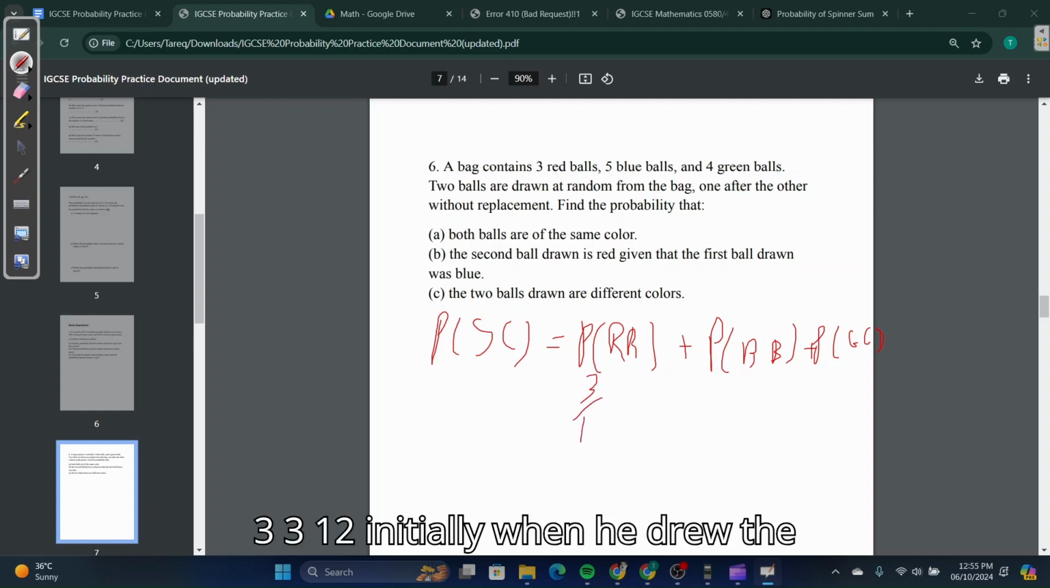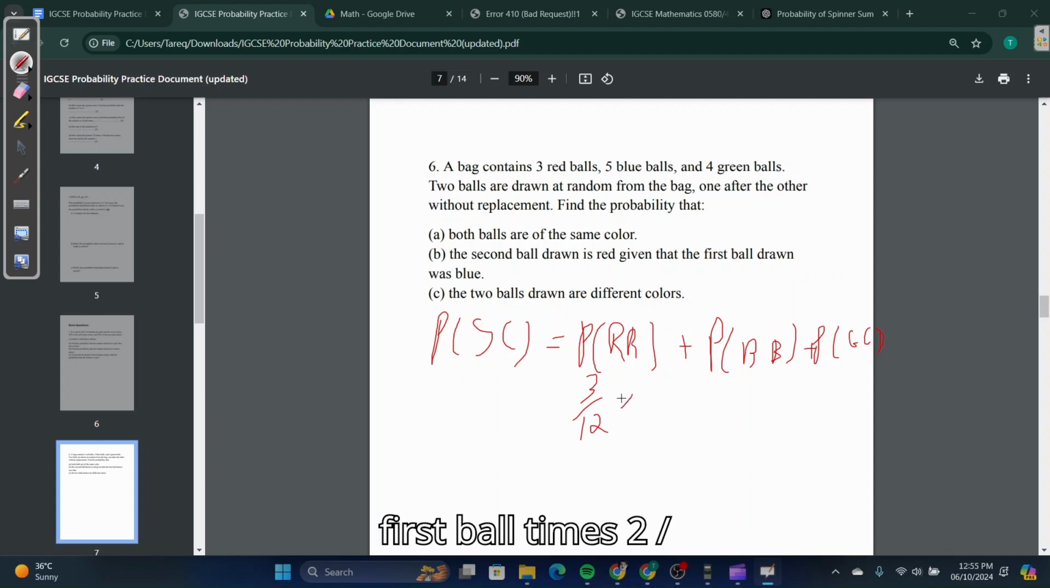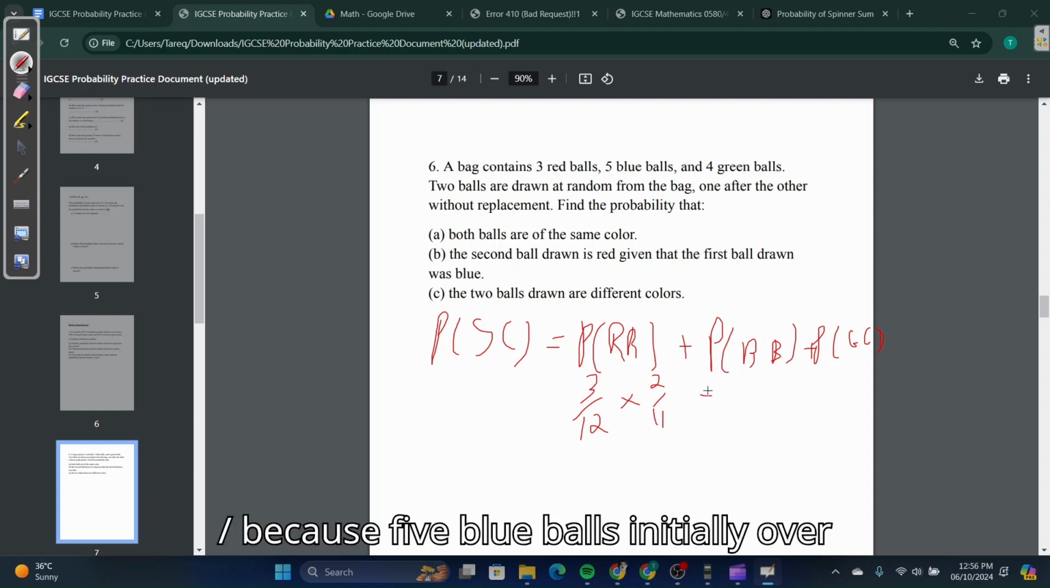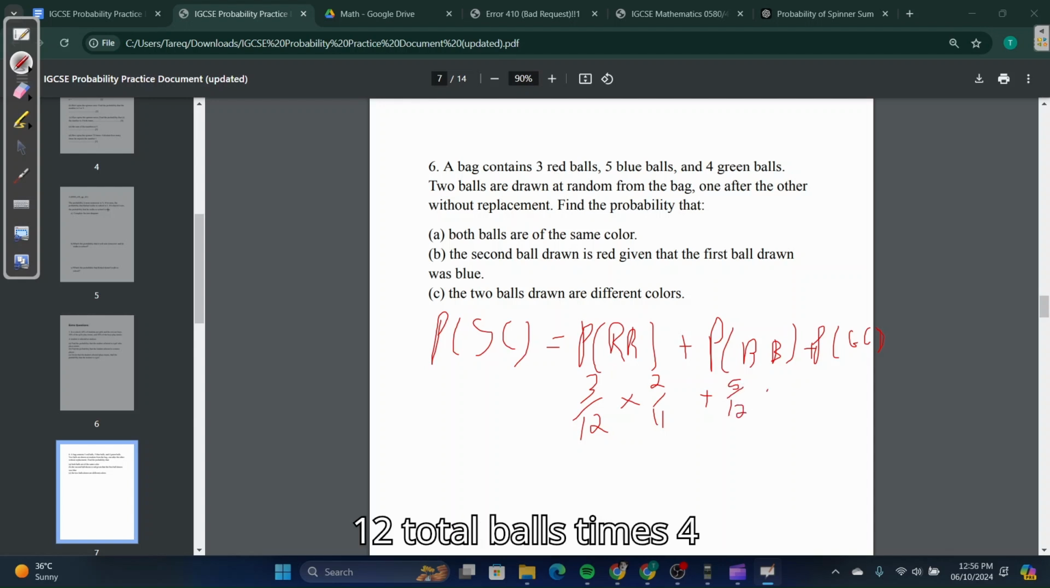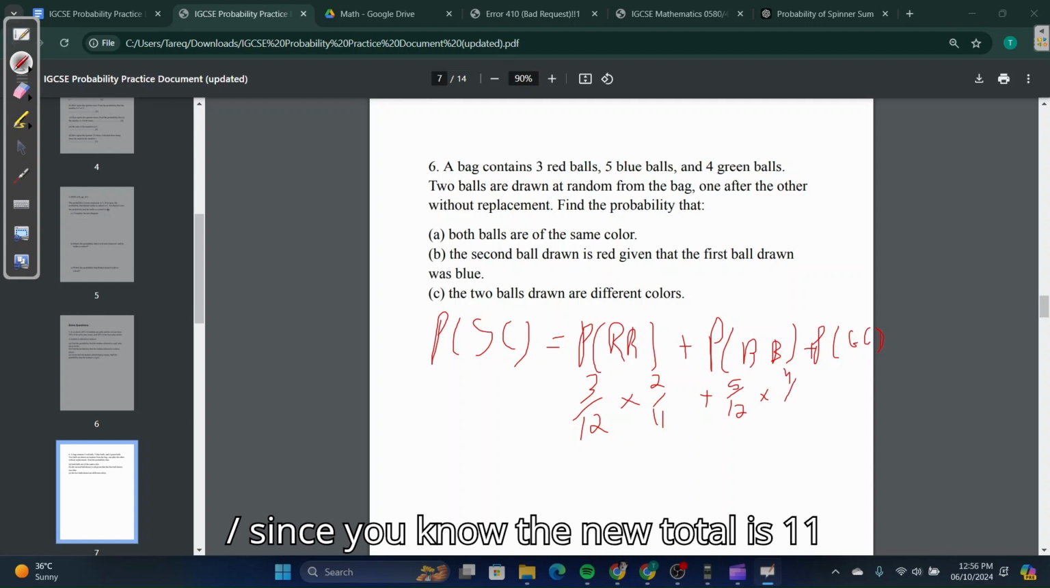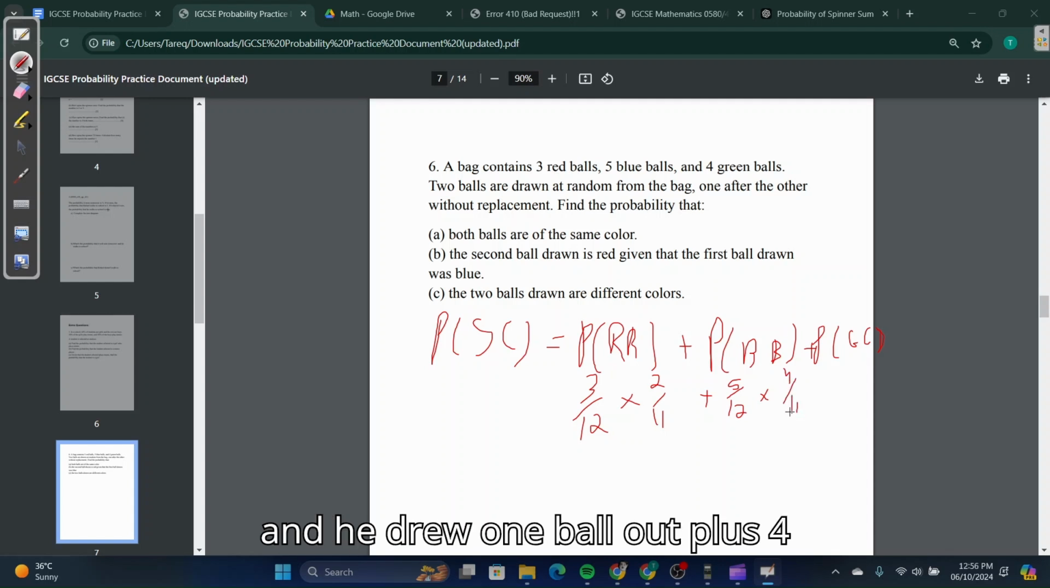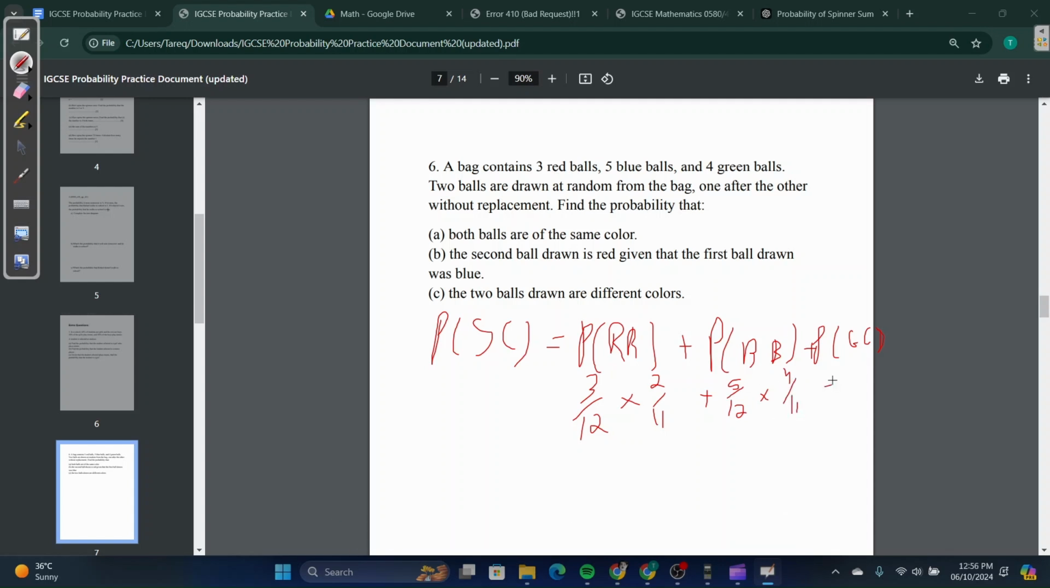So PRR is 3/12 initially when he drew the first ball, times 2/11, plus 5/12 because 5 blue balls initially over 12 total balls, times 4/11 since the new total is 11 and he drew one ball out, plus 4/12 times 3/11.